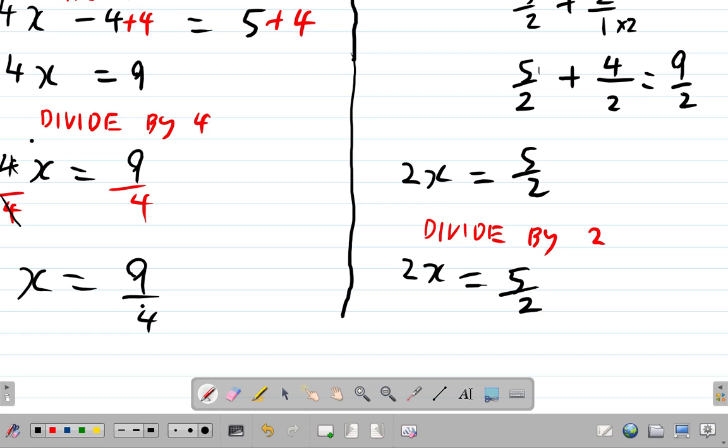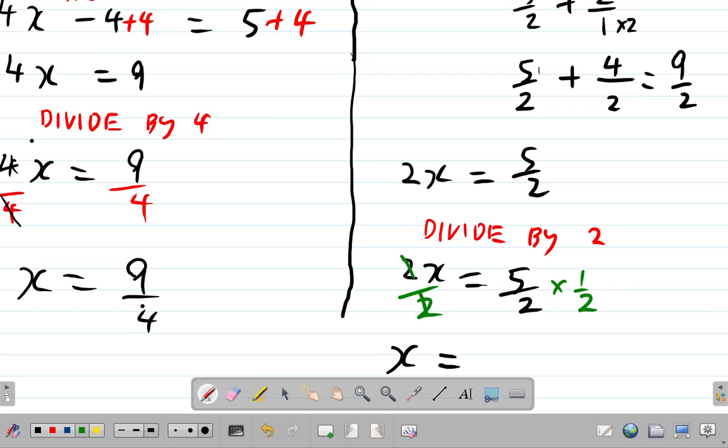Now here I have a division by 2, so 2 cancels 2, so I have x alone equals, nice, but what happened on this side? I have to divide by 2 as well. So if I divide by 2, dividing by 2 is the same as multiplying by a half. So I say multiplied by a half.